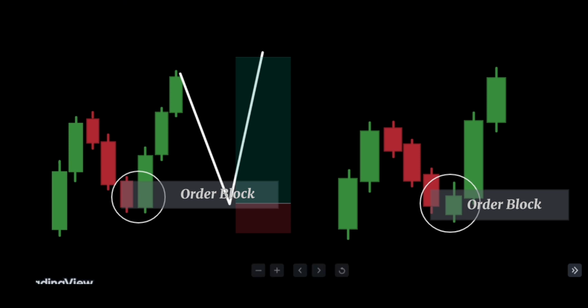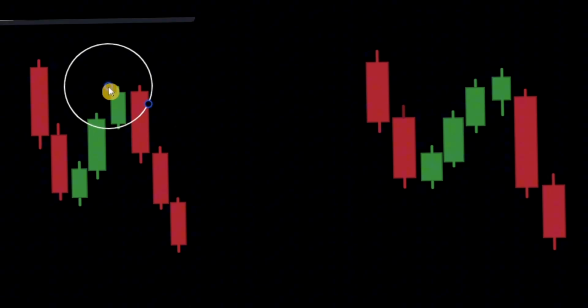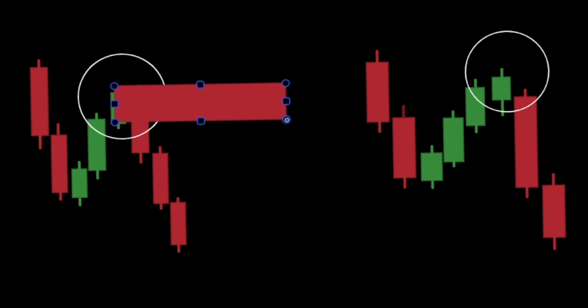Now we're going to be looking at the bearish scenario. That's the next thing we have to look at. In this particular case, we are looking at the opposite of what we were looking at there. So here is our order block. Right here we have our order block, and then the same thing here. Now what we're going to do is go ahead and mark this order block.